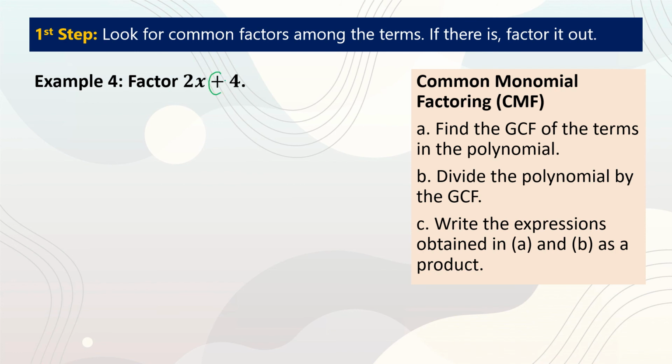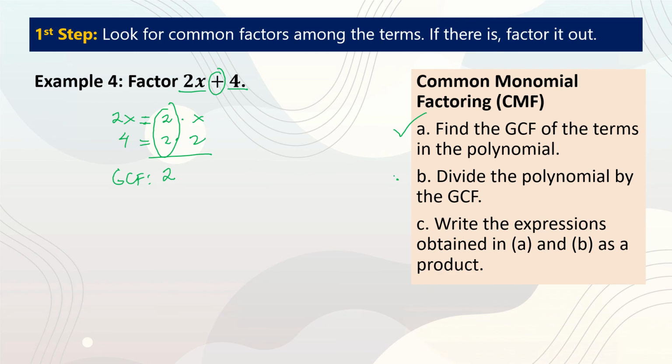So first, there's a plus in here. This is the first term, second term. So 2x is simply 2 times x. 4 is 2 times 2. Common factor would be 2. So we just bring down the 2. That means the GCF here is just 2. So we're done with step A. We now proceed to step B.